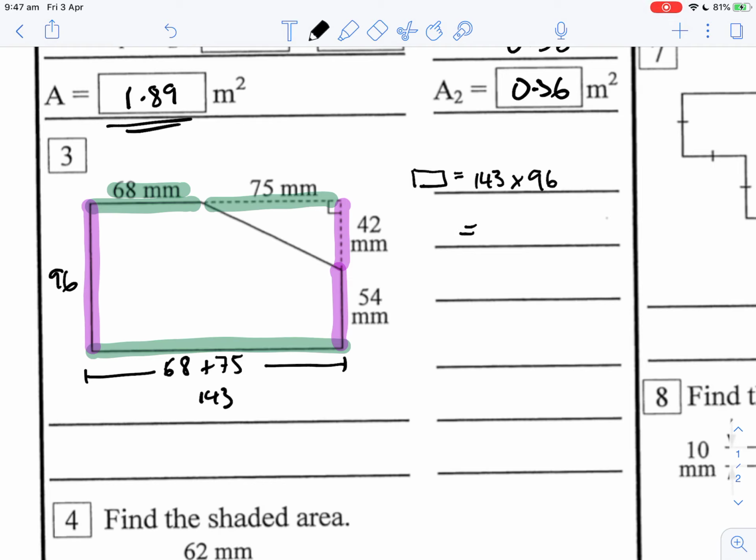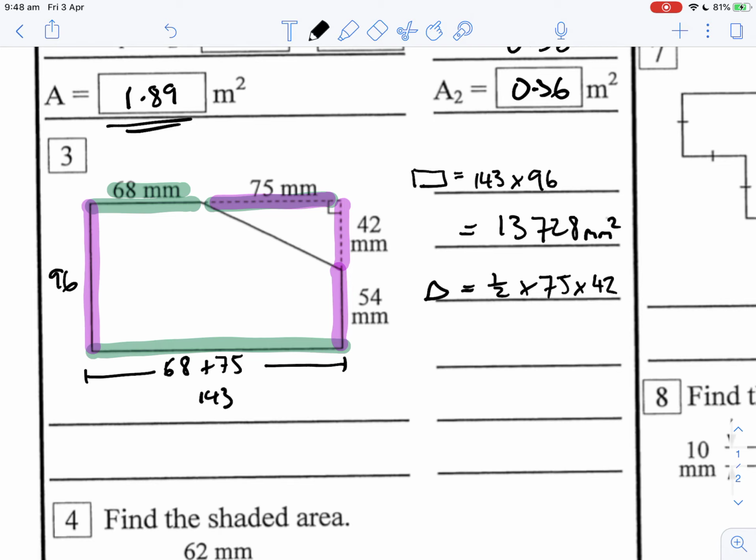So I've got a total area here of 13,728 millimetres squared. And then I need to remove the triangle. So the triangle is half base times height. So a half times, and again, it doesn't matter which one I call the base. I'll call that bit there the base. So in this case, I'll go a half times 75 and then times it by the height of 42. If you reversed those numbers, it would make no difference. So don't worry about which order you go in, as long as you've got a 90-degree angle between them.